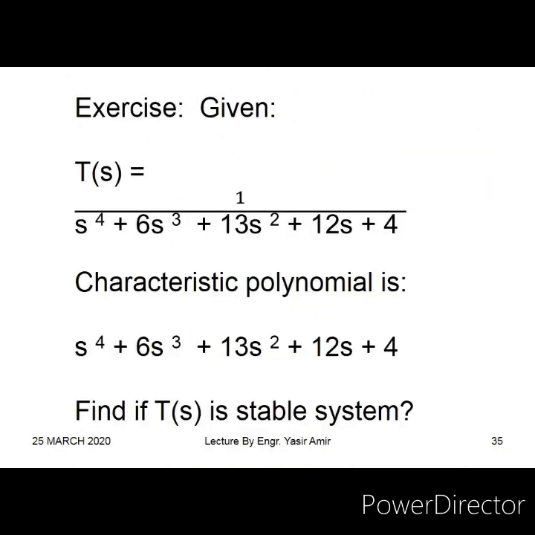We have a closed loop transfer function, T of s, given over here, and its characteristic polynomial, which is the denominator of the transfer function. The closed loop transfer function's denominator is called the characteristic polynomial. It is shown over here. You have to find whether the given system, whose transfer function is T of s, is a stable system or an unstable system. And if it is an unstable system, you also have to find out the number of poles that are on the right hand side of the j omega axis.